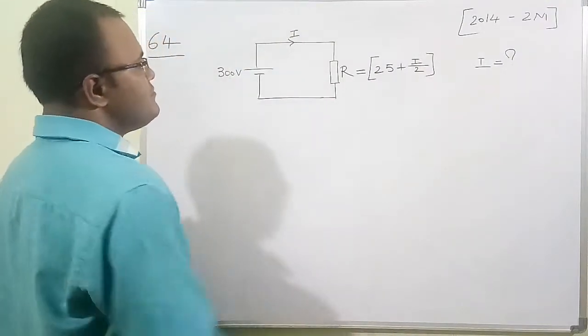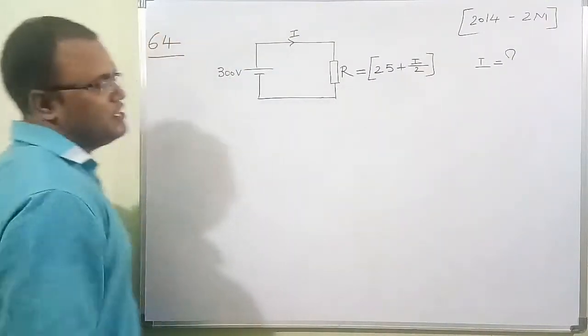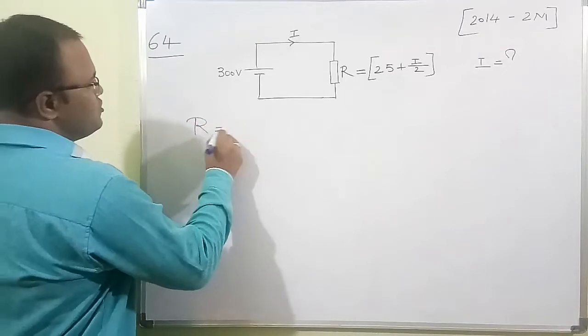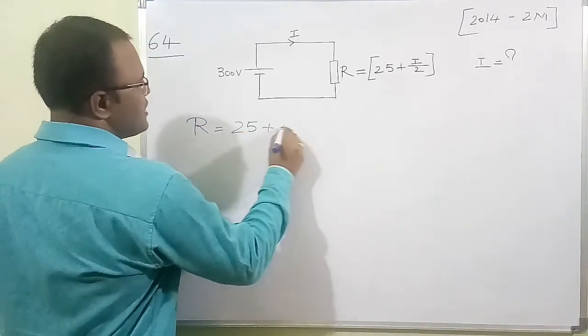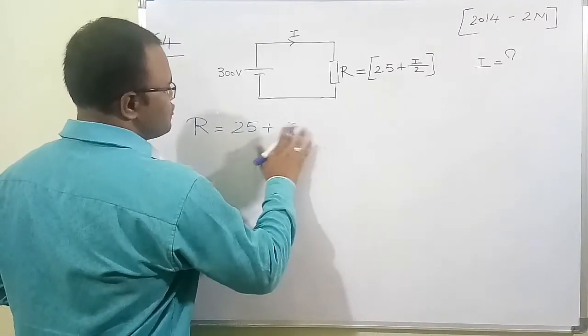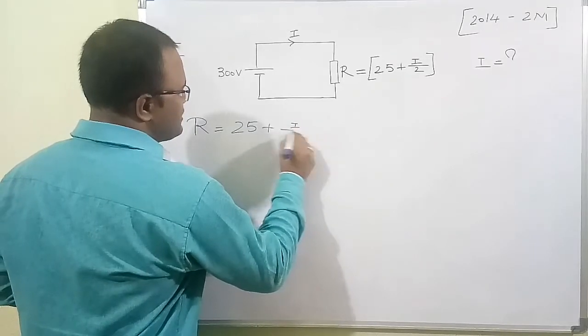See here, they have already given the equation for the resistor. The resistance R is equal to 25 plus I divided by 2.